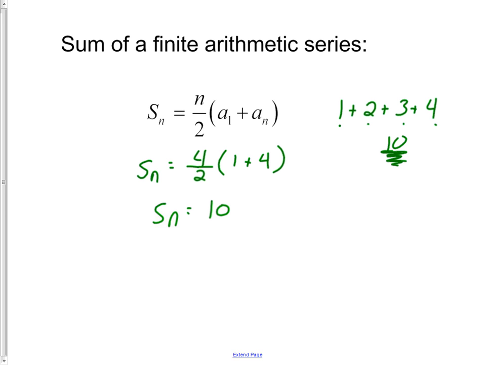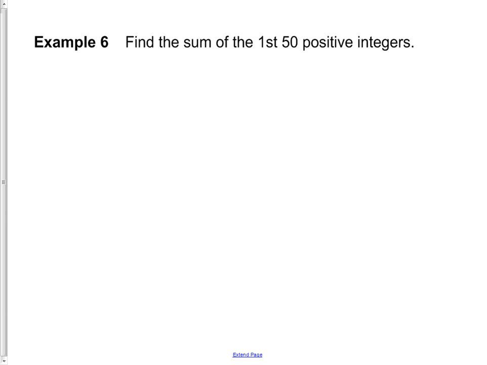So once our series gets bigger and we use larger numbers, we're going to be able to go through and find the sum using the formula. Let's try one. In this one, we want to find the sum of the first 50 positive integers. Okay, so positive integers, 1, 2, 3, 4, so on and so forth. So let's use our formula. I'll write it up here. S sub n equals n divided by 2, a sub 1 plus a sub n.